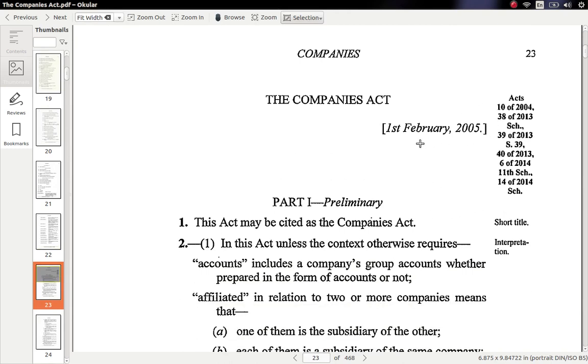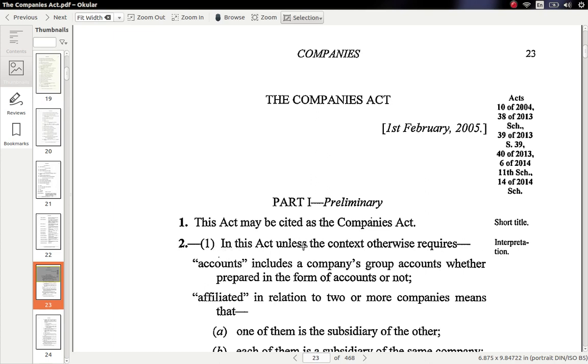so here we are. The Companies Act, 1st of February 2005. Of course, the latest amendment was made in 2014. Section 1, short title. And this part is Part 1, preliminary. This act may be cited as the Companies Act. Section 2, interpretation.